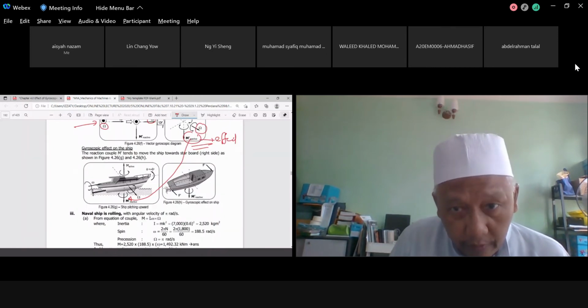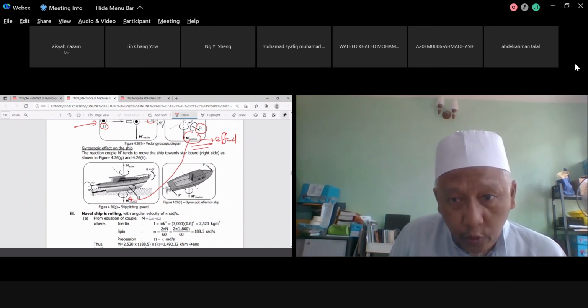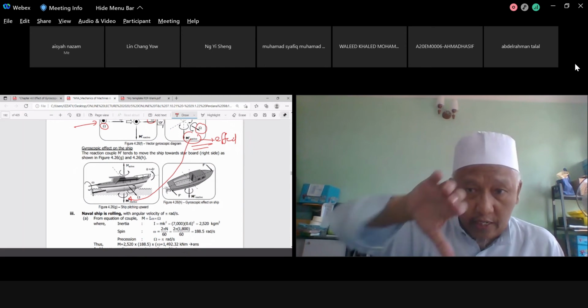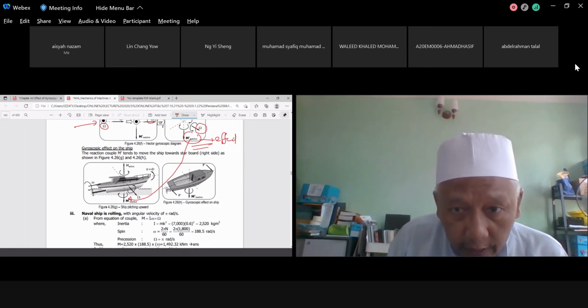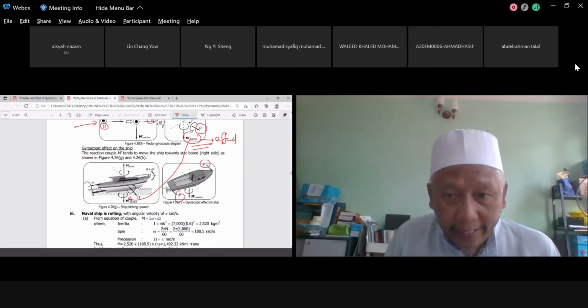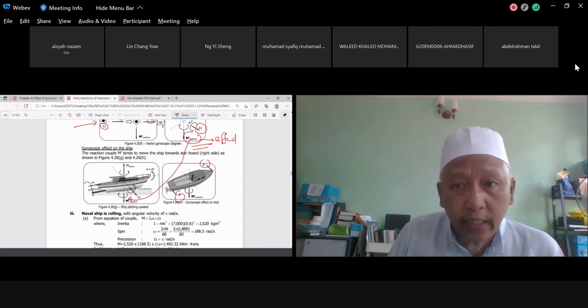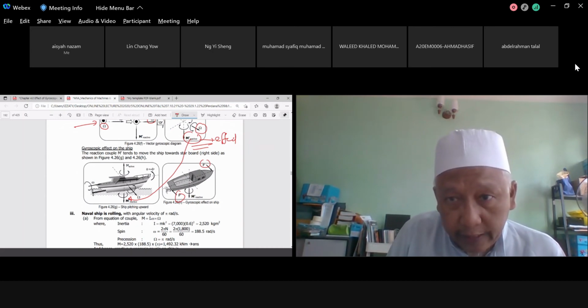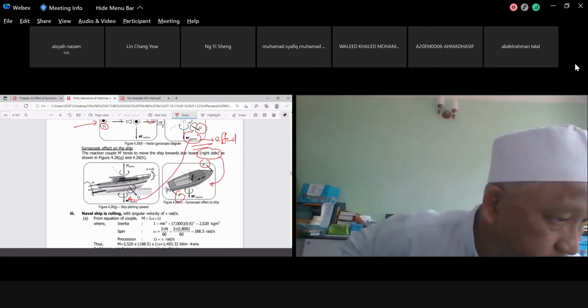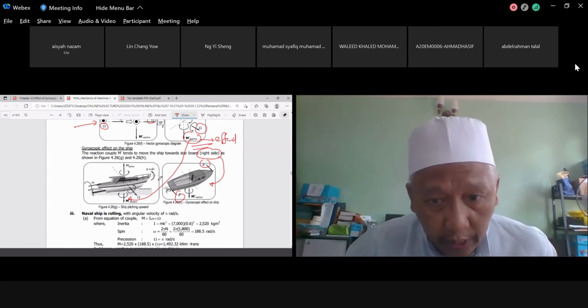Okay, so what happened to this ship now? You do this one, you have the ship will be what? To comply with the rotation, you have one force here, you have another force here. And it seems that the ship tends to push toward the right side.